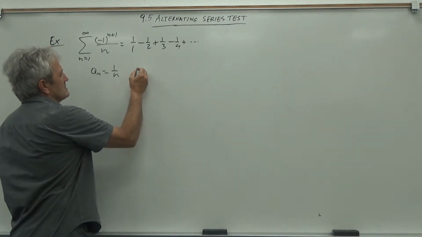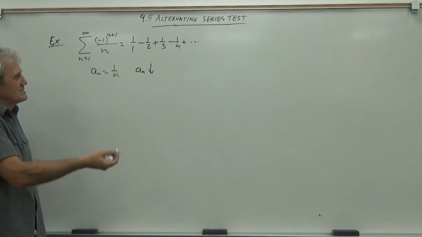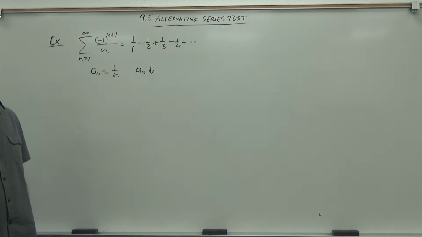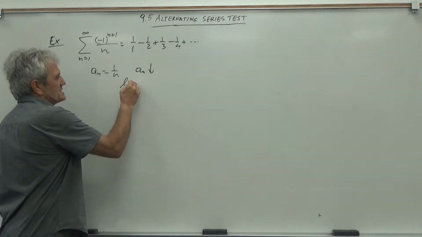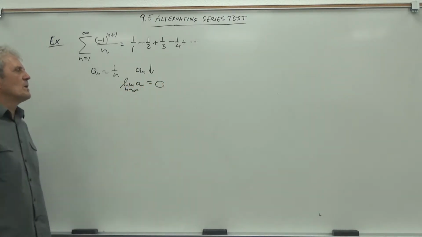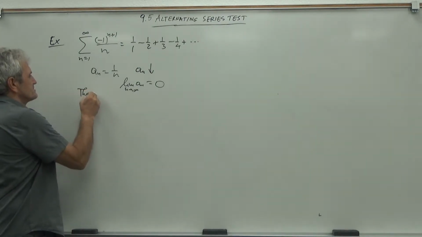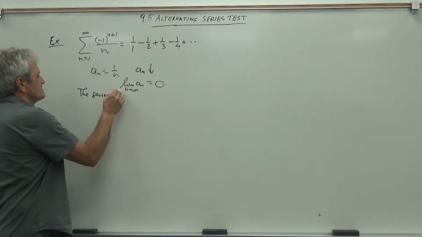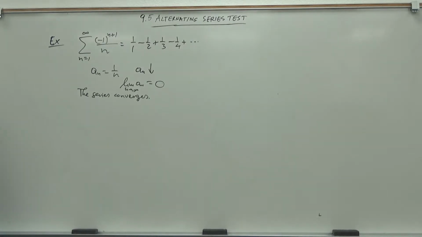So what do we know? An is decreasing. That's obvious, I don't need derivatives for that. The bigger n, the smaller the fraction. What else? The limit of An, when n goes to infinity, is 0. So what do we conclude? That the series converges. That's it.